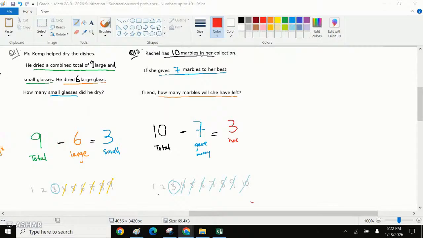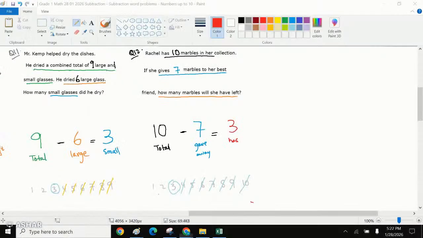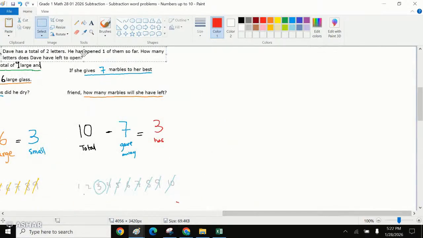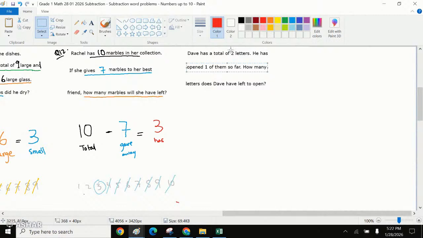So this is the question we already did. I'm just changing the values. Dave has a total of, let's suppose, 12. Okay. If I'm changing the value over here, just a moment, please. Okay.